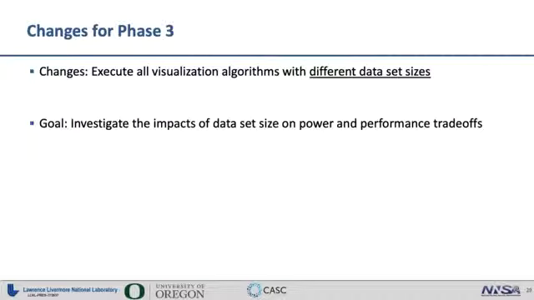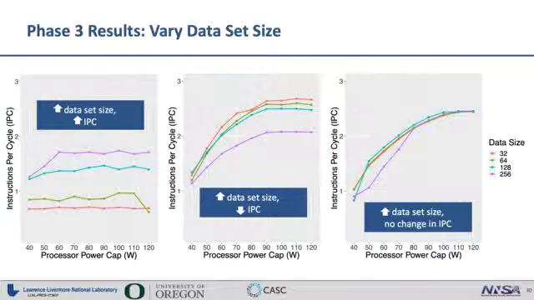Now in phase 3, we wanted to execute all visualization algorithms with different dataset sizes. The goal in this phase was to investigate the impacts of dataset size on power and performance trade-offs. When we varied the dataset size, we found that our algorithms fell into 3 different categories. So on the x-axis in these figures, we have processor level power cap ranging from 40 watts to 120 watts. And on the y-axis, we're showing the instructions per cycle.